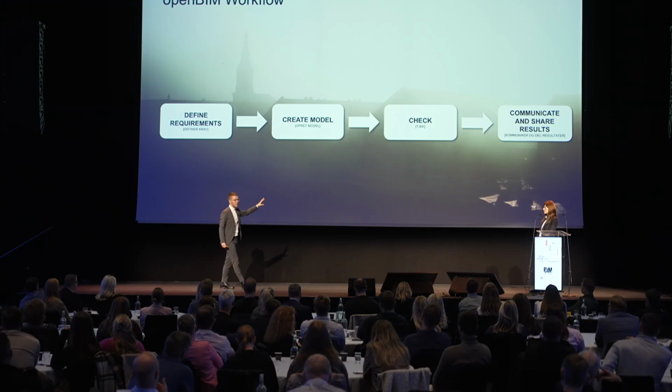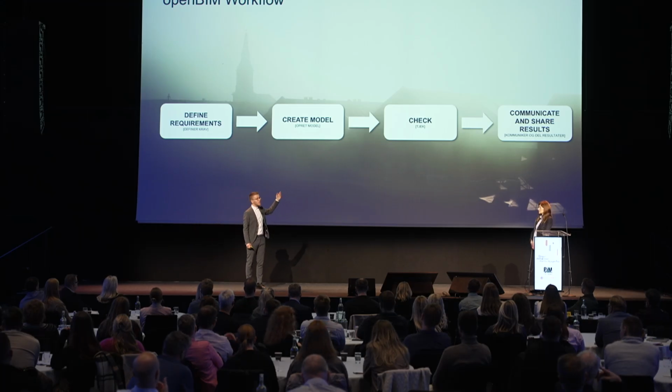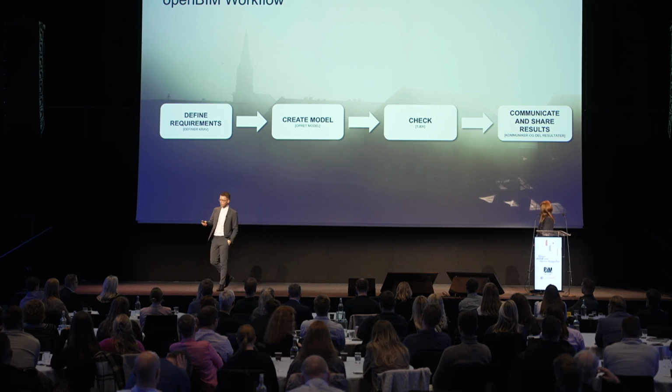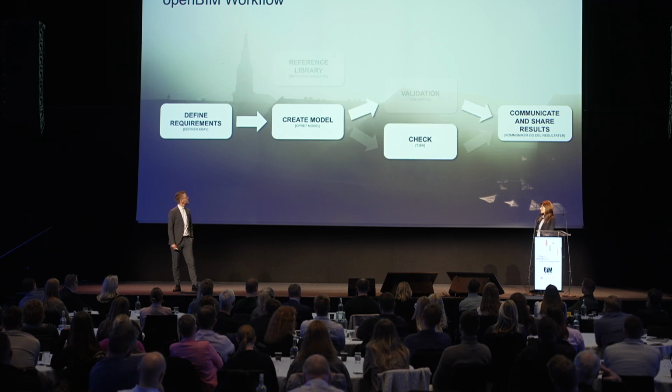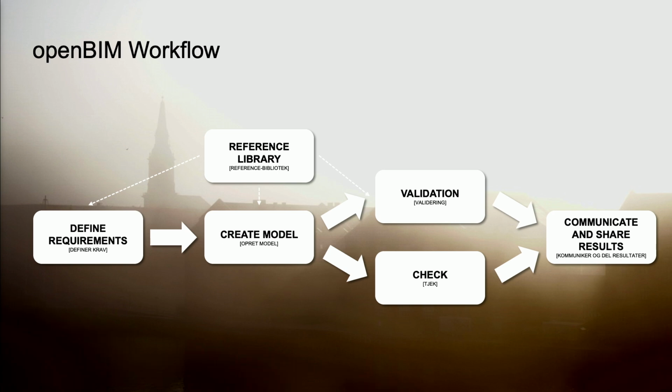And then we can make a check of the information in the model to see if the information is according to what we were requiring in the beginning. And then we can share the results, et cetera. This workflow can be expanded. So you can use the buildingSMART reference library to support you. When you're defining your requirements, you can use standardized terms, but you can also not just check if the information is correct in the model, you can also see if the export of the model is correct.